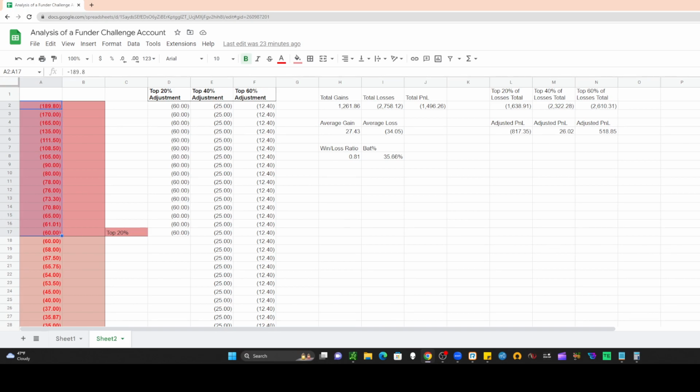Okay, the sum is $1,638.91. That's the total loss that occurred when you add up all of these losses. These are the top 20% of losses. So there are basically about 81 losing trades.